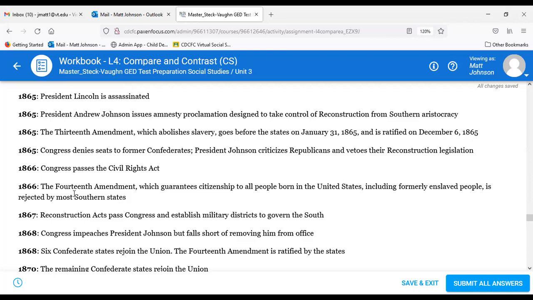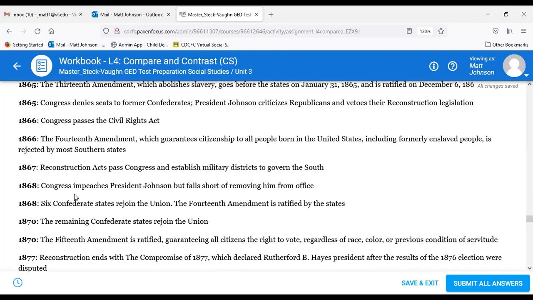In 1866, Congress passes the Civil Rights Act. Also in 1866, the 14th Amendment, which guarantees citizenship to all people born in the United States, including formerly enslaved people, is rejected by most Southern states. No surprise, right? There's still a lot of friction there. In 1867, the Reconstruction Acts pass Congress and establish military districts to govern the South. So they were basically under military rule. You had officers and soldiers in the South taking care of that.